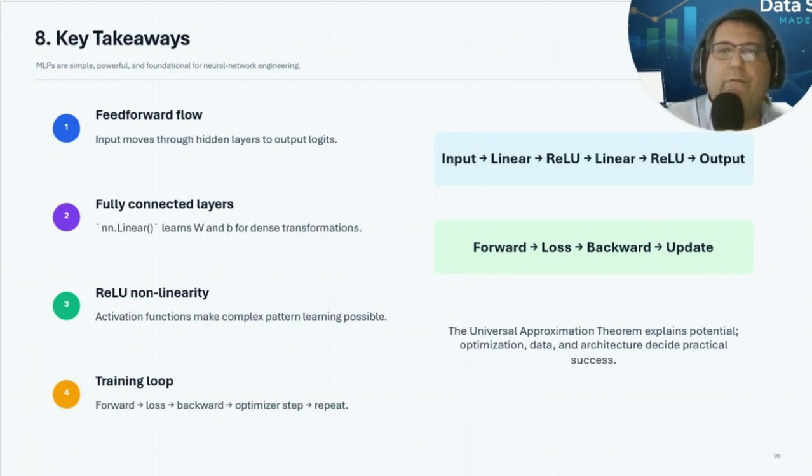Neural networks are powerful not simply because they contain many parameters, but because we have a method for learning a useful configuration of those parameters from data. And understanding the MLP gives us the foundation we need before moving on to more specialized architectures such as convolutional neural networks, recurrent neural networks, and transformers.